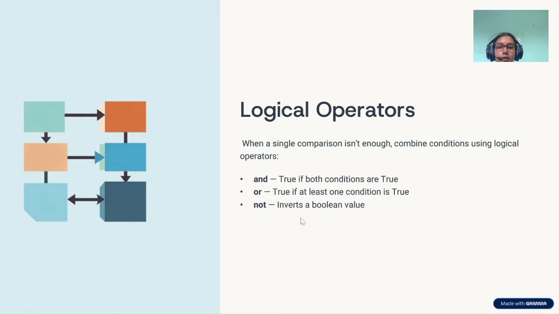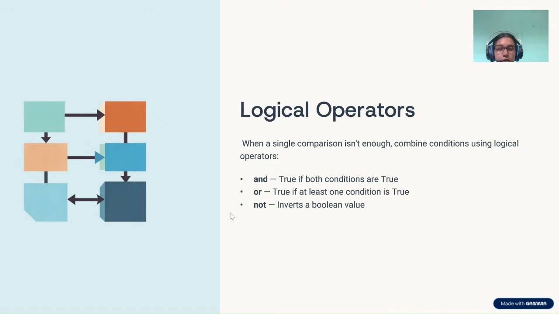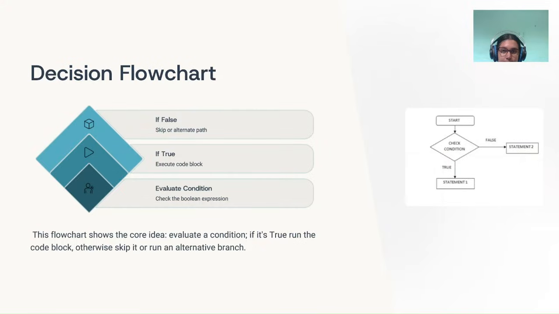And then the NOT inverts a boolean value, right? Just like we had not equal to in our comparison operators, the same way we have a logical NOT as well, which inverts the boolean value. If the actual answer is true, it will return false, and if the answer is false, then it will return true, right?